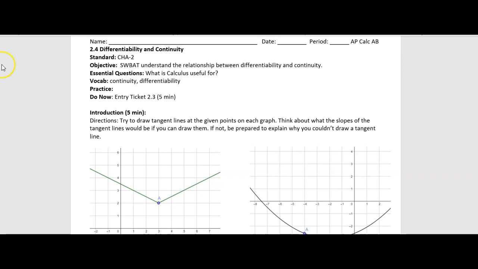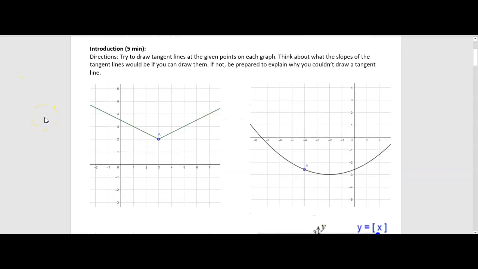So we're going to start off by looking at a bunch of different examples of graphs and thinking about whether we can draw a tangent line at point A. Again, this is leading us into differentiability because the derivative of a function at a certain point is just the slope of that tangent line at that point. So if we can draw a tangent line and find the slope, we would know what the derivative of the function was. If we couldn't draw the tangent line, then we would not be able to figure out what the derivative of the function was, or we would be able to say that it doesn't exist.